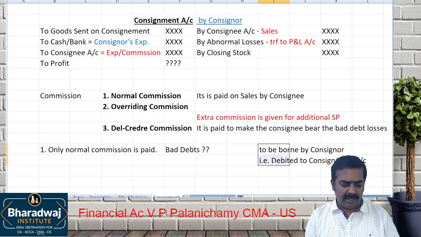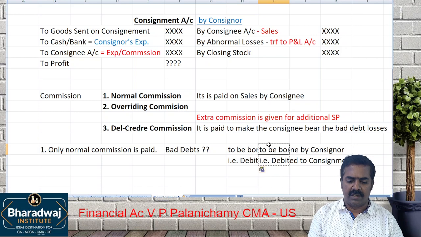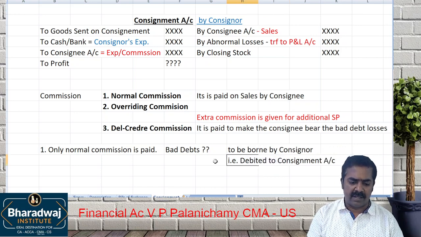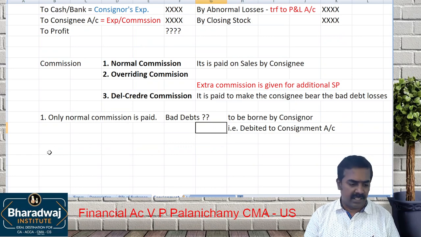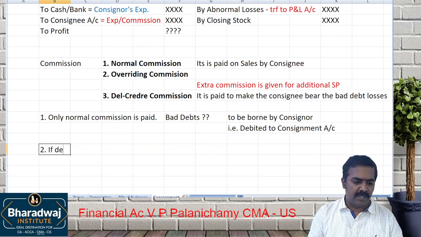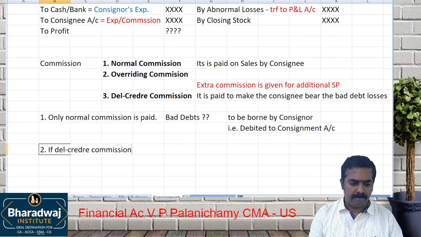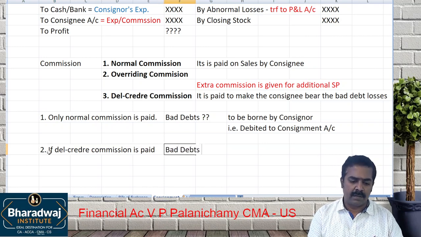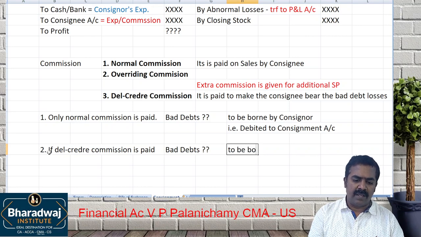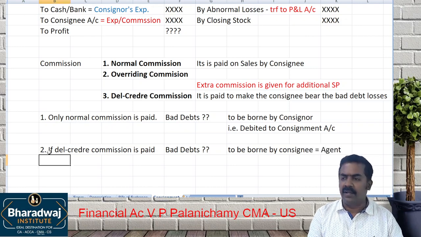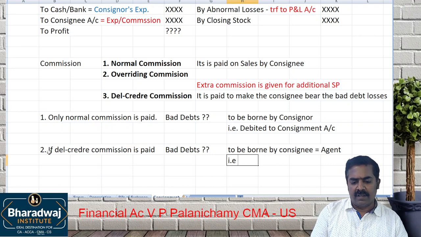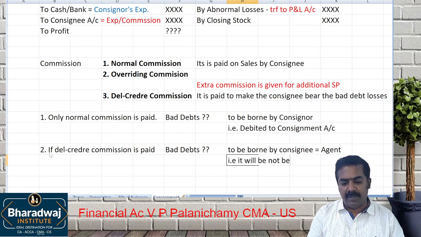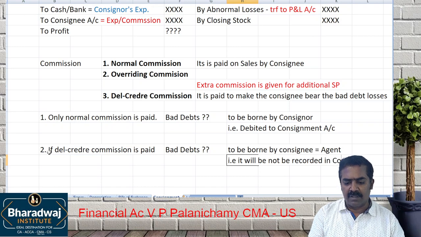Okay. If I don't pay bill creditor commission, if I pay only normal commission, the bad debt loss is to be borne by consignor. The loss will be debited to which account? Consignment account. Number two, if bill creditor commission is paid, now who will bear the bad debts? Simple. To be borne by consignee. That is, agent will take care. That means it will not be recorded in which account? Consignment account.